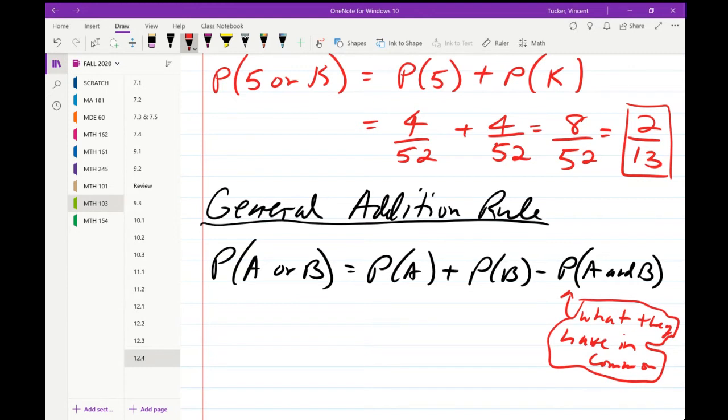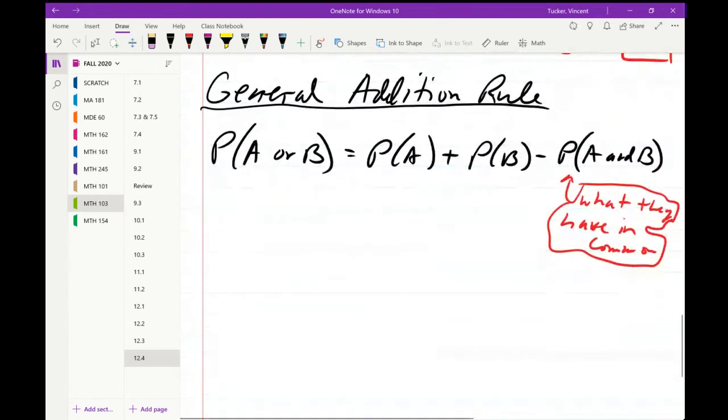All right, so the general addition rule. Before, we looked at the addition rule of mutually exclusive events. Now we're going to be talking about the general addition rule. The probability of A or B is equal to the probability of A plus the probability of B minus the probability of A and B. So that minus probability of A and B, that's what they do have in common. Remember, with mutually exclusive events, we didn't have to worry about that piece back there because they didn't have anything in common. But if they do have something in common, then you have to consider that piece. So let me show an example as to why you have to subtract what they have in common.